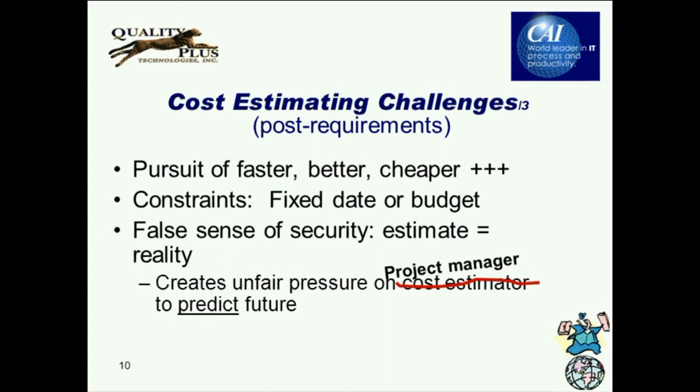We can never predict the future. There are way too many intangibles, there's way too many unknowns, and life always intervenes. So it really creates unfair pressure on the project manager, because even if you've done a good cost estimate based on everything that you thought, based on the requirements that you've got in place, based on all the constraints, all the contingencies, all of the risks, it's really the project manager that's going to have to carry those out.